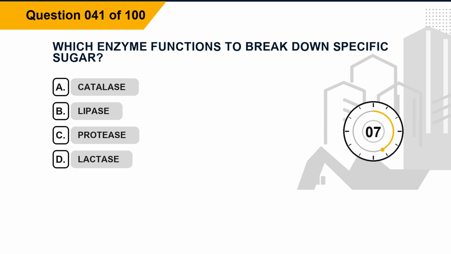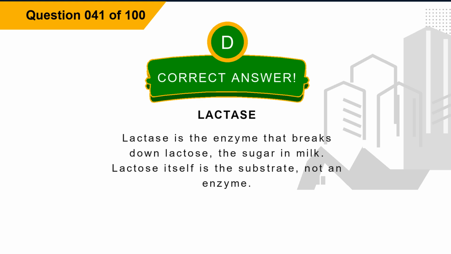Option A: catalase. Option B: lipase. Option C: protease. Option D: lactase. The correct answer is option D: lactase. Explanation: lactase is the enzyme that breaks down lactose, the sugar in milk. Lactose itself is the substrate, not an enzyme.